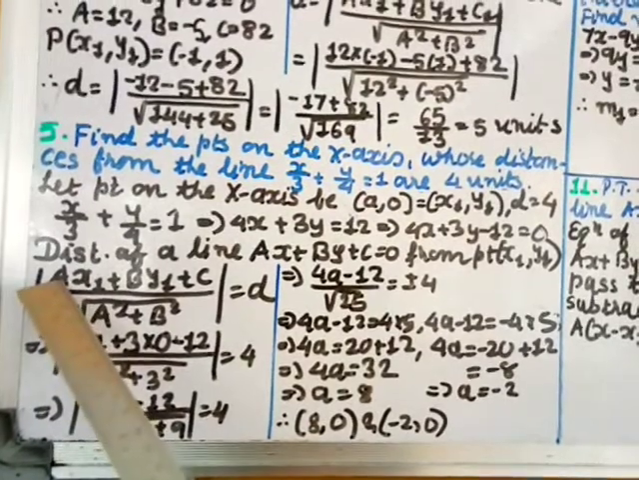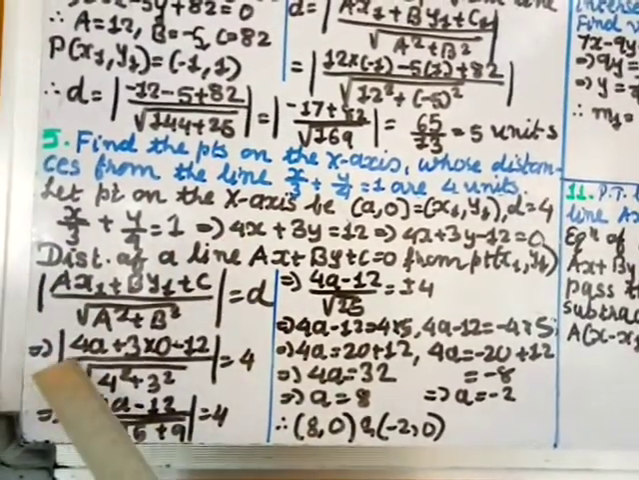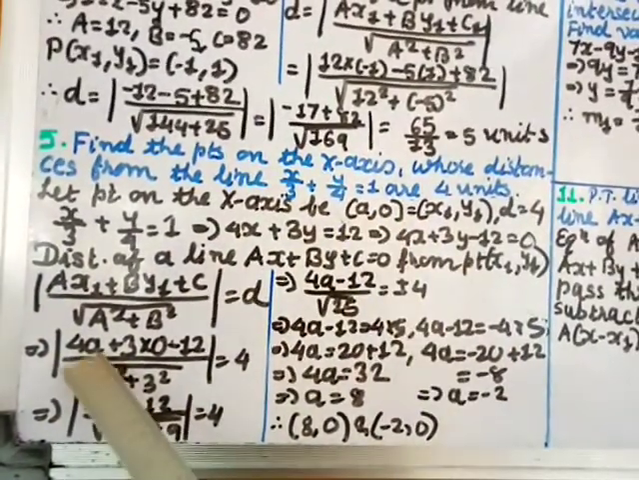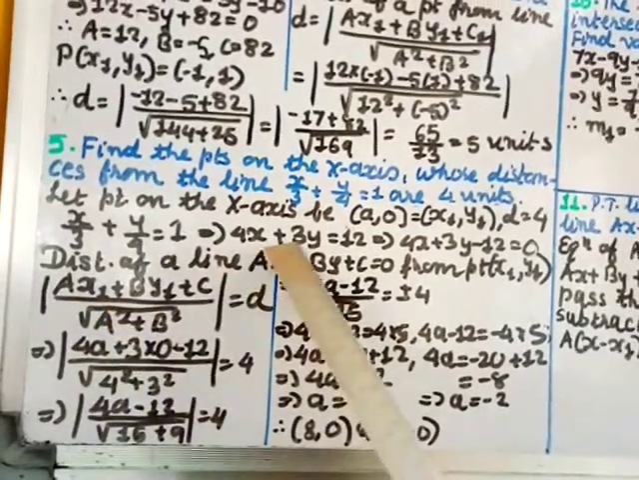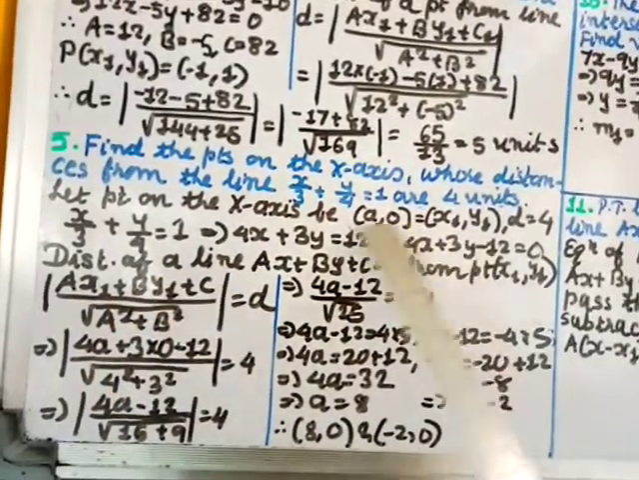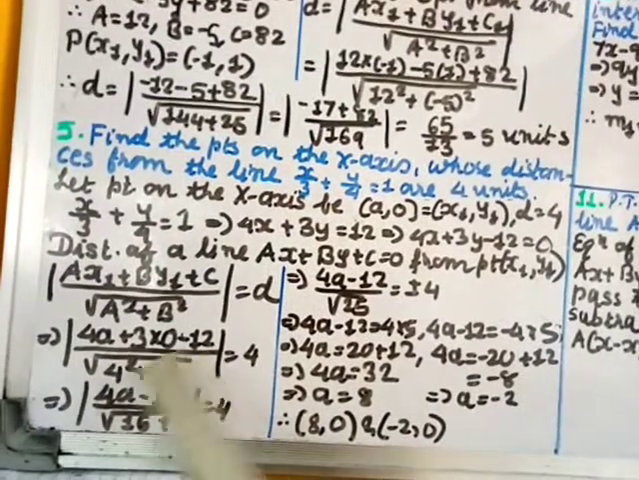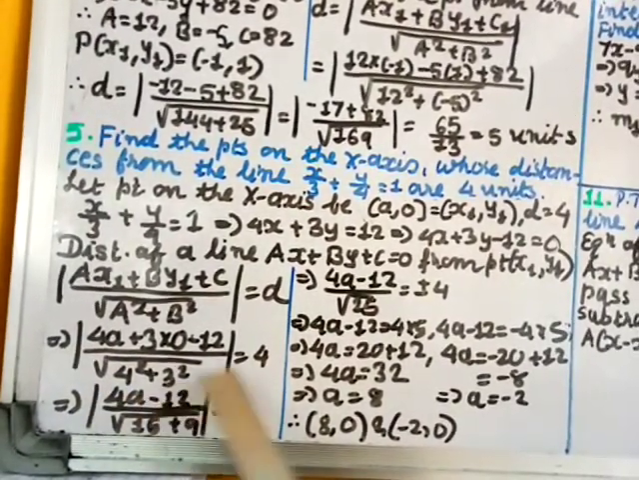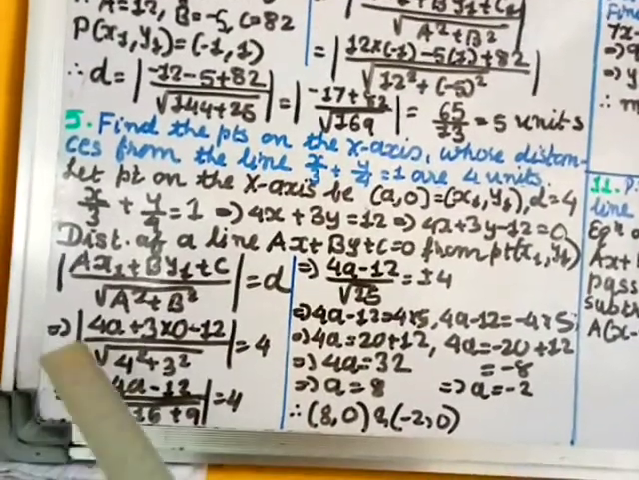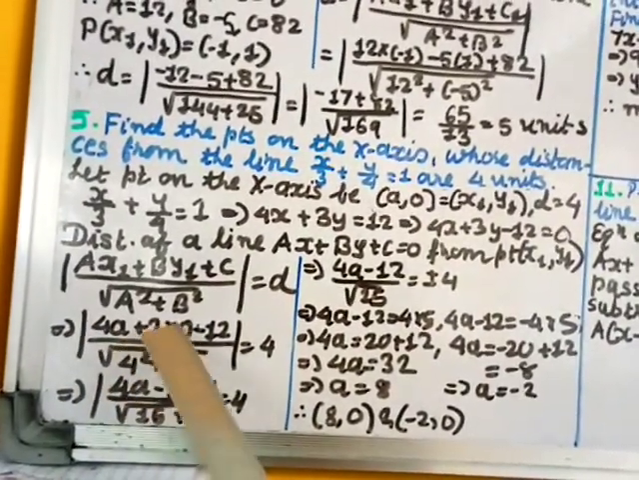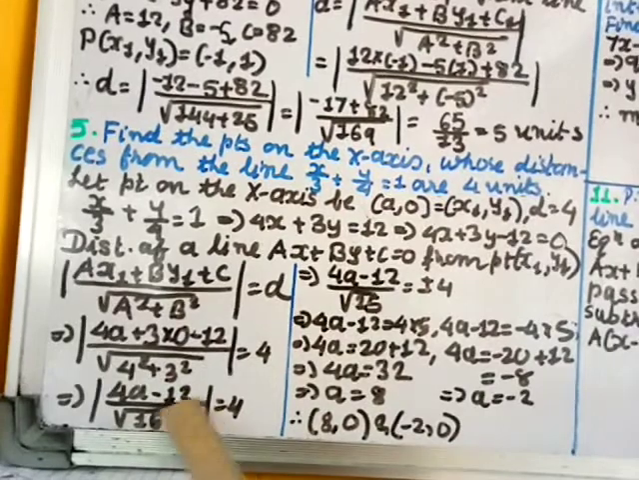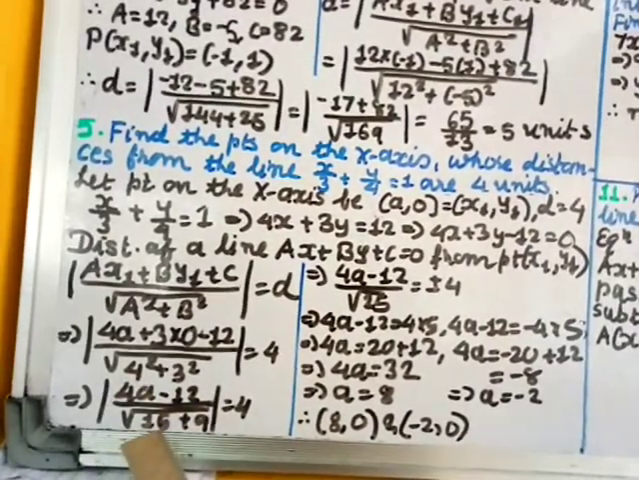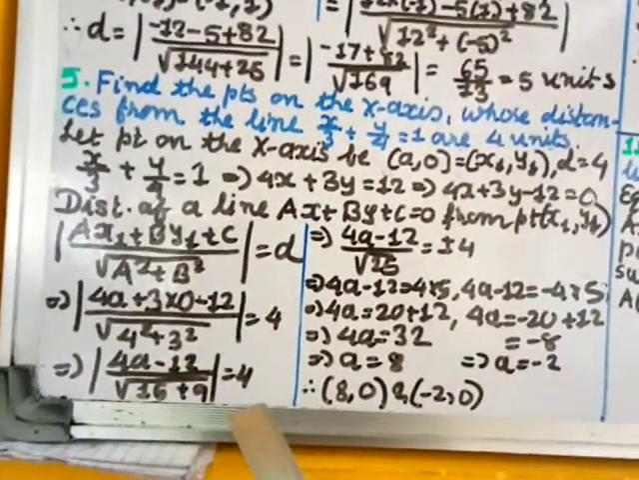So let us put all the values. A is 4, so 4 times x1, which is a, plus b value 3 into y1, which is 0, and c is minus 12, divided by square root of 4 square plus 3 square, is equal to the distance d, which is 4. Now this gives you 4a, 3 into 0 is 0, so cancel that term, minus 12 divided by square root of 16 plus 9, equal to 4.